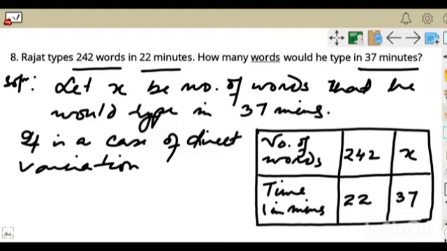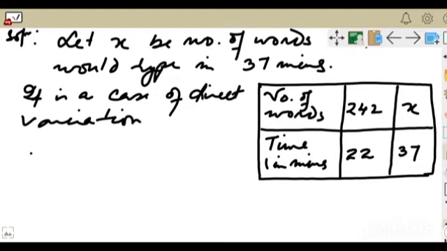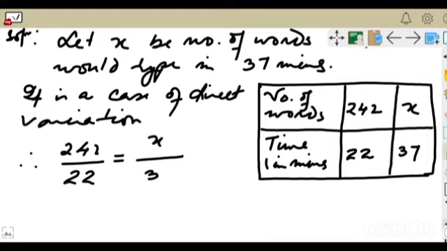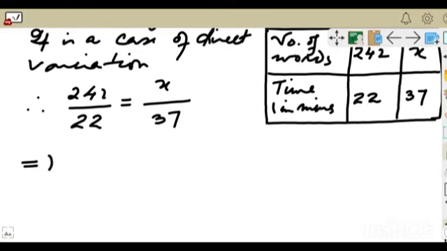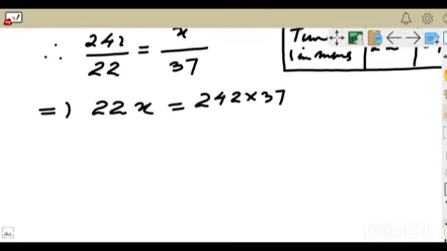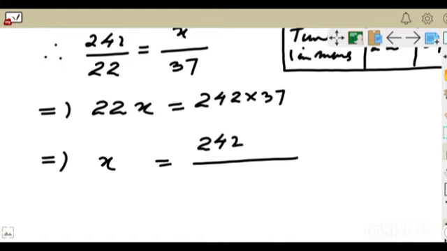Okay, so what happened next? We are going to write here, therefore 242 divided by 22 will be equal to what? X divided by 37. Okay, so in the next step I'll write here implies, 22 into X, which is just 22X, then here 242 into 37. Again implies X equals 242 into 37 divided by 22.